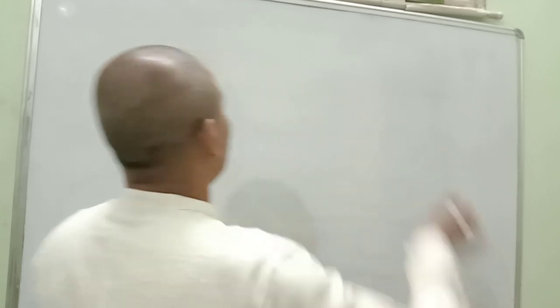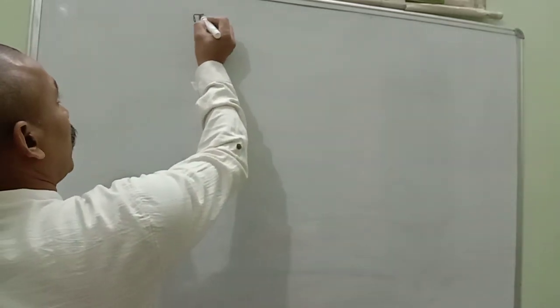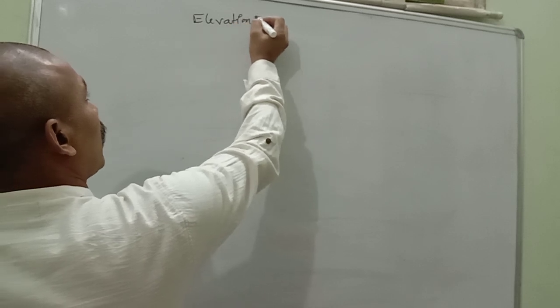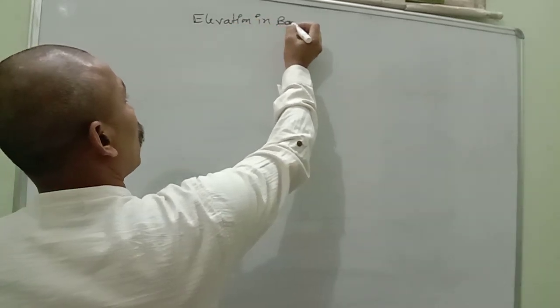Okay, now we have the next method of determination of molecular weight of the non-volatile solute, and it is nothing but elevation in boiling point of the solution. So next we have elevation in boiling point of solution.